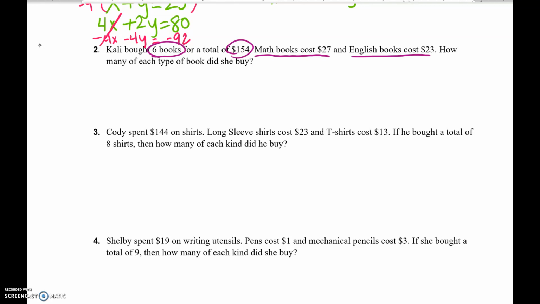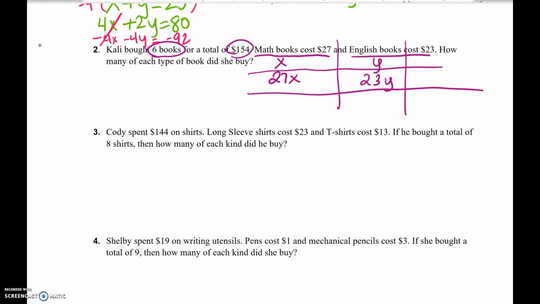I have math books. So my math books, let's make those our x. They're $27 a piece. So 27 times however many books I'm buying that are math books. Then I also have my English books. English books, let's make y. And English books are $23 a piece. Okay, so at this point, you can almost make this into a table.